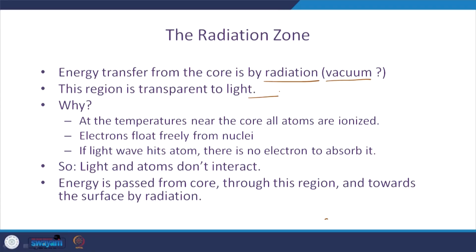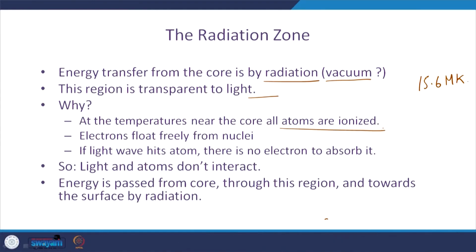Why is this radiation transparent to light? At these temperatures, the temperature that we started at the core, always remember this, 15.6 million Kelvin, at this temperature all the atoms are ionized. Imagine any atom, it is completely ionized. All the electrons are stripped off from the atom, and the atom is existing in the highest ionized possible state. That means there is no electron which can take up the energy and get excited into an excited state. So, it is a heavily ionized plasma where you have free electrons and you have free ions.